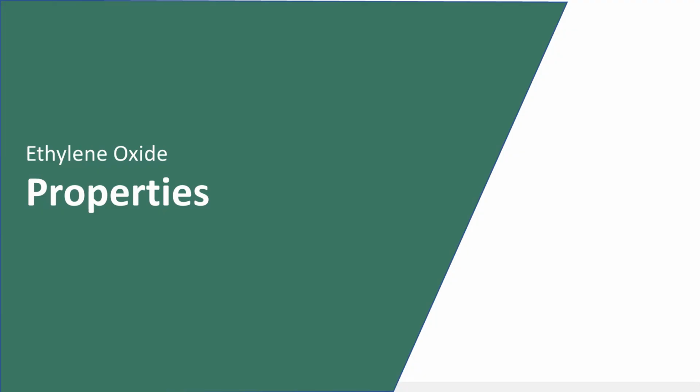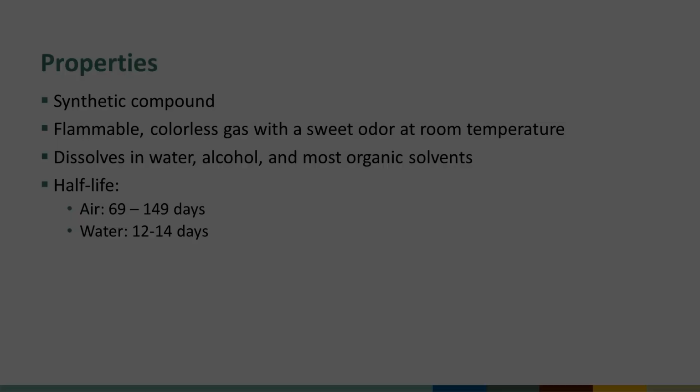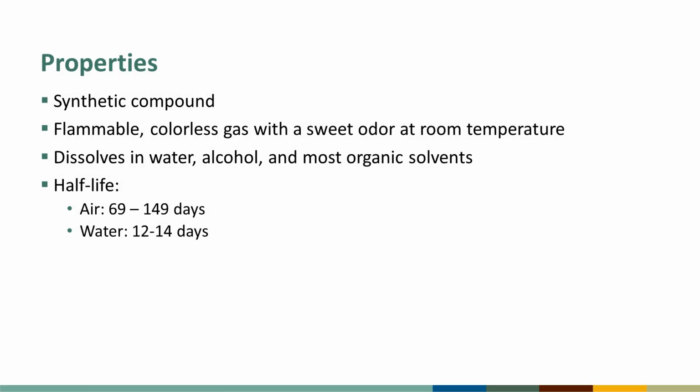To begin, we will discuss the properties of ethylene oxide. Ethylene oxide, or ETO, is produced by catalytically reacting ethylene and oxygen. It is a colorless, flammable, and explosive gas with a sweet, fruity odor at room temperature. It dissolves in water, alcohol, and most organic solvents. It has an estimated half-life in air ranging from 69 to 149 days, while its half-life in water ranges from 12 to 14 days in sterile, deionized, and natural river water.